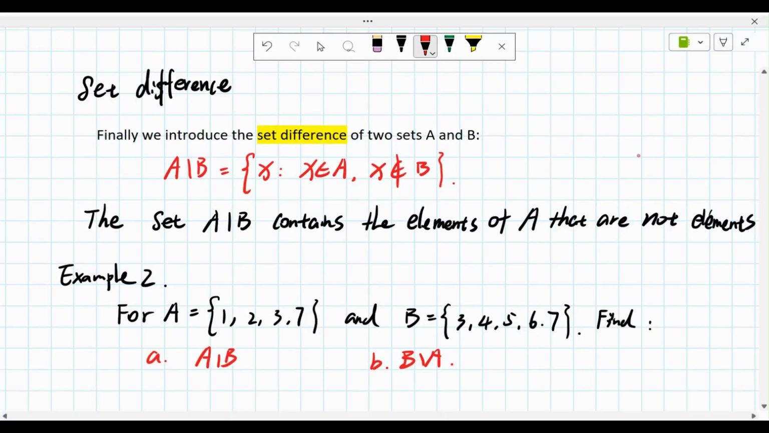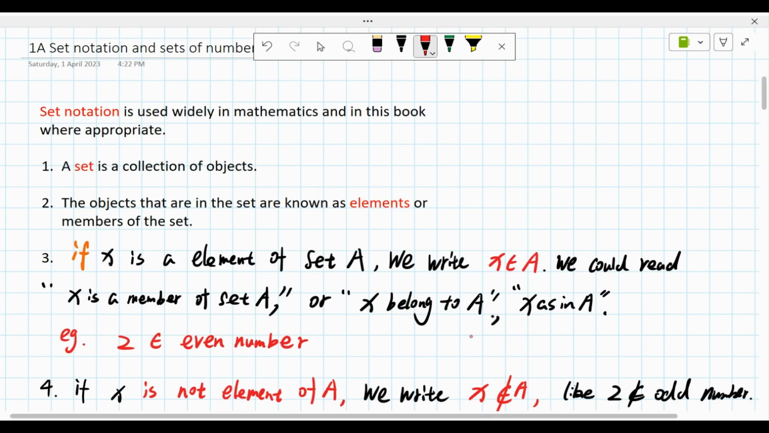First, at the beginning of the session, I'm going to write something about set notation and set numbers. We know it's a set, so what does a set mean? It's a selection of objects. If you see a symbol like x belongs to A, we could read it as the number is an element of the set, or belongs to, and so on.